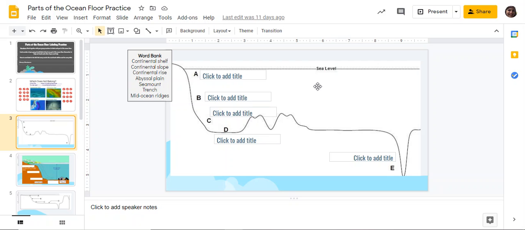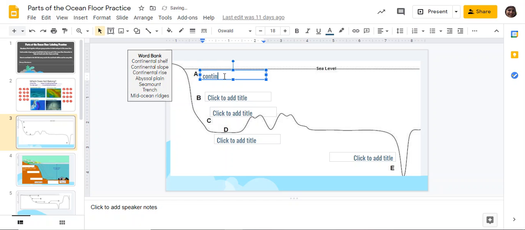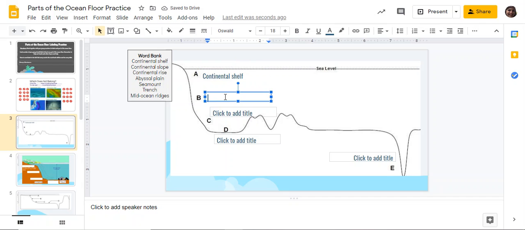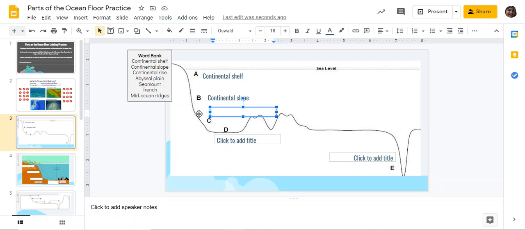If you've already paused the video and are ready to be given the answers, here are the answers. A is that first part of the ocean floor where it's gradually sloping. That is going to be our continental shelf. Followed by B, which is that steep slope. That is our continental slope. Next we have C, which is where our steep slope starts to even off. That's our continental rise. And D is that flat, true ocean floor. That's our abyssal plain.